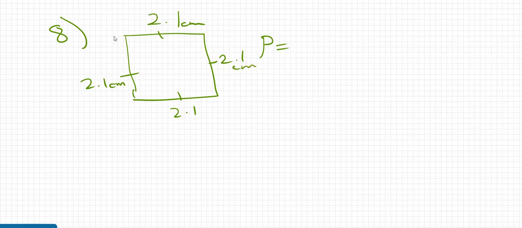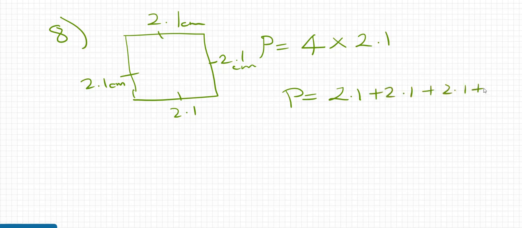Because a square has 4 equal sides, I can just say 4 times the length, which is 2.1. Or we can do it this way, add up all the sides individually. If you don't know how to multiply decimals yet, that's fine. We can go 2.1 plus 2.1 plus 2.1 plus 2.1, 4 times. So you can do it mentally, or you can even use the algorithm. So I'll quickly do that. Make sure my decimal is in the correct spot.